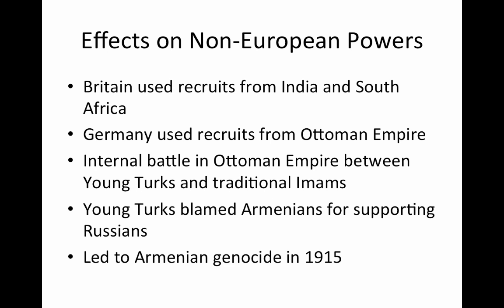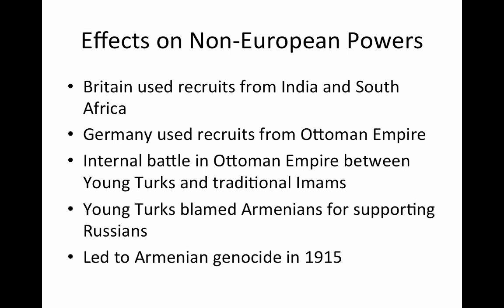The effects on non-European powers. Britain ended up using recruits from India and South Africa to fight in the war. Germany used recruits from the Ottoman Empire. This is really important because at the time, the Ottoman Empire had been one of the strongest empires in the world for the previous 500 years. But during the 1860s and 1870s, the Ottoman Empire had slowly been falling apart.